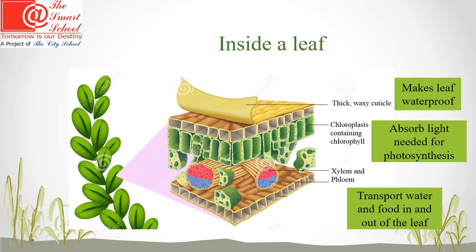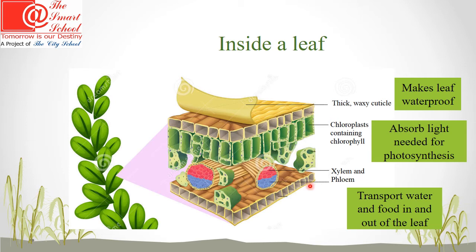Now that we have seen the animation of what is going on inside a leaf, we can easily identify three different types of tissues that make up a leaf. The first one is a thick waxy cuticle. This is a waterproof layer that does not allow water to damage the insides of a leaf. Then come the chloroplast containing chlorophyll. These are the cells which contain chloroplasts and they absorb light needed for photosynthesis. All the photosynthesis happens in these cells.